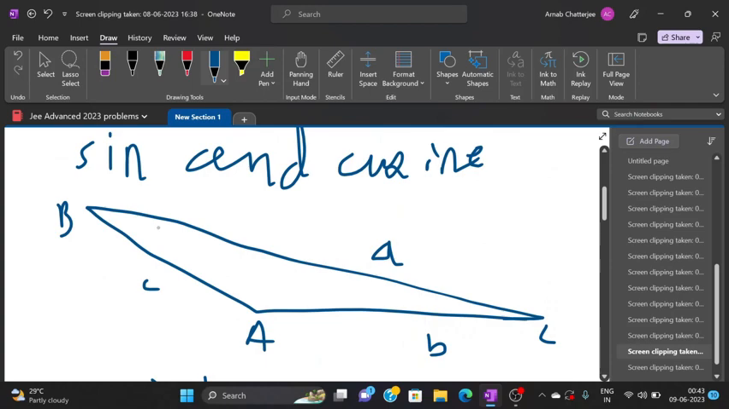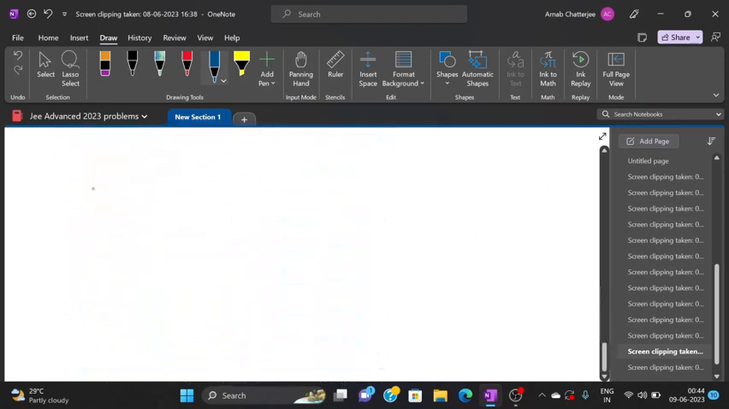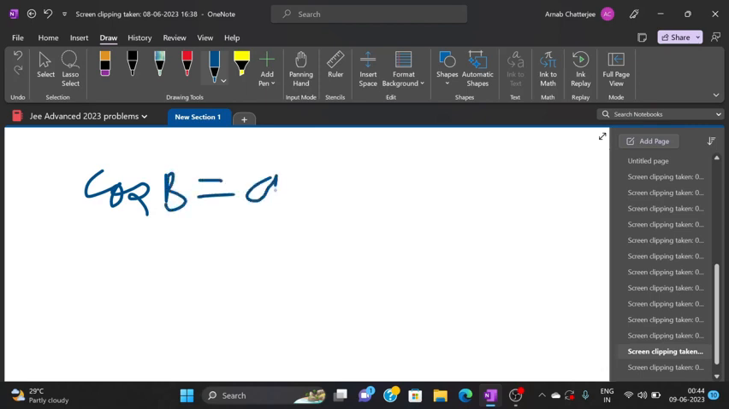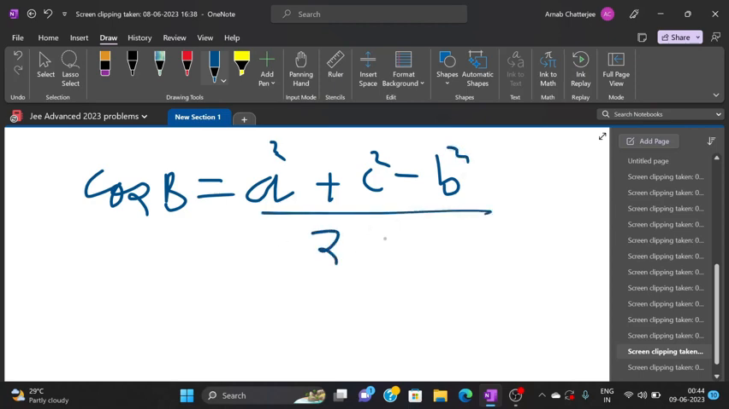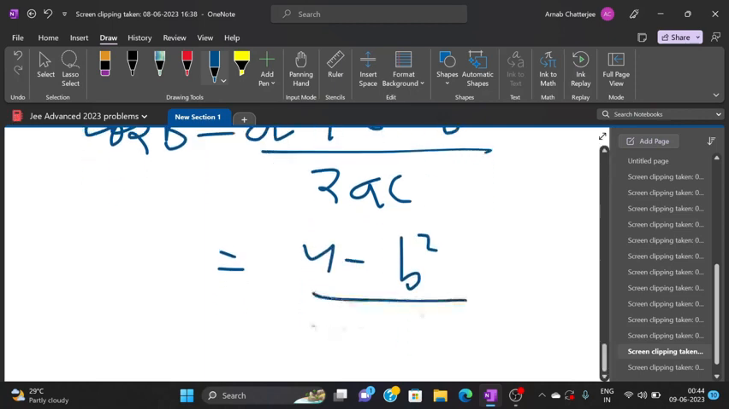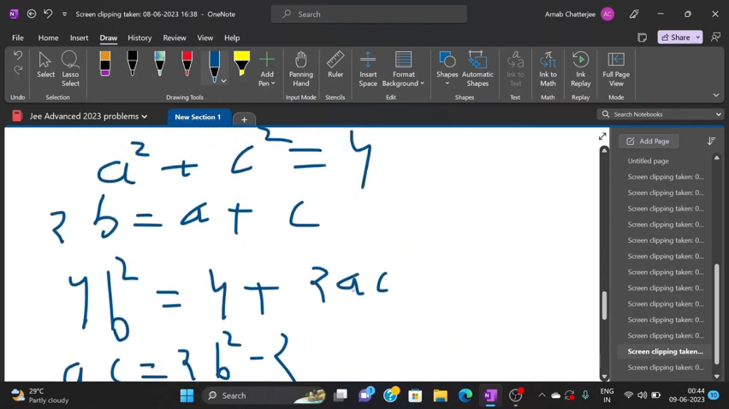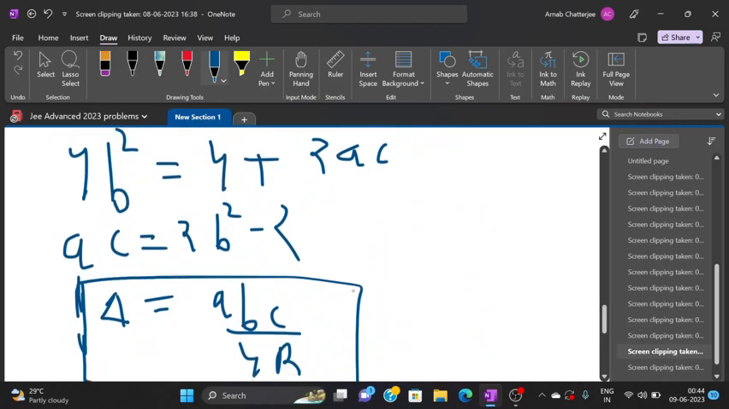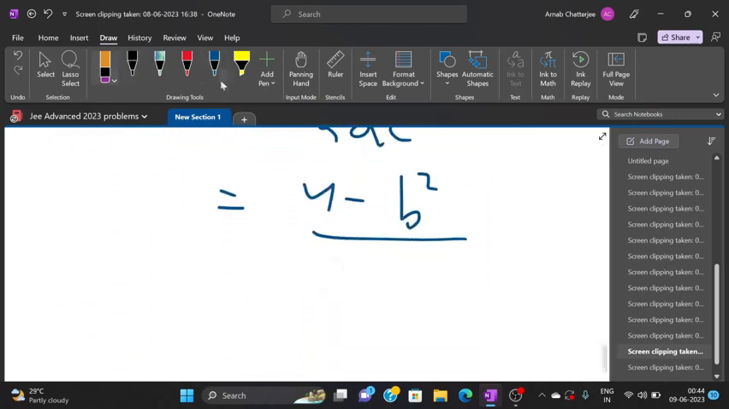And that should be pretty easy because if I see, I have the cosine law. So I can write cos B equal to, even without looking at the figure, A square plus C square minus B square upon 2AC. So we have the value of cos B, which is equal to A square plus C square is 4 minus B square upon 2 times AC. So 2AC is equal to 4B square minus 4. Just put 2AC here.